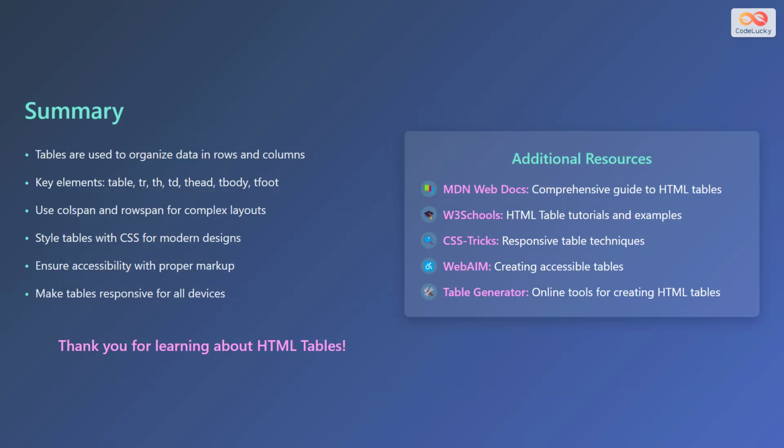Let's summarize what we've learned about HTML tables. Tables are used to organize data in rows and columns. Key elements include table, table row, table header, table data, table head, table body, and table foot. Use column-span and row-span for creating complex layouts. Style tables with CSS for modern designs. Ensure accessibility with proper markup, and make tables responsive for all devices.